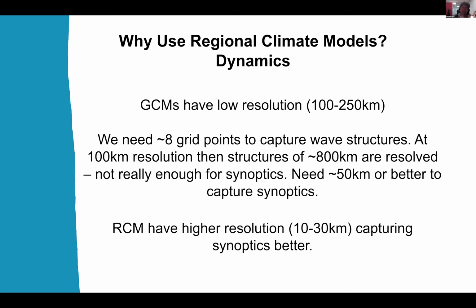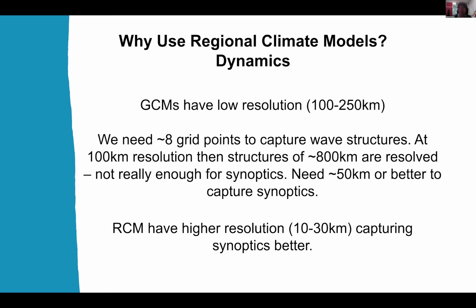If you think about weather maps with high and low pressure systems, we've got wave-like structures that go around them or between them, and these often have wavelengths on the order of 600 to 1,000 kilometers, something like that. So 800 is going to be in the middle there. So we're going to get synoptics, but maybe they're not resolved as well as we would like.